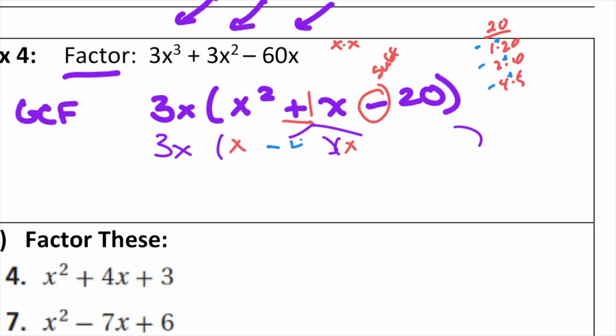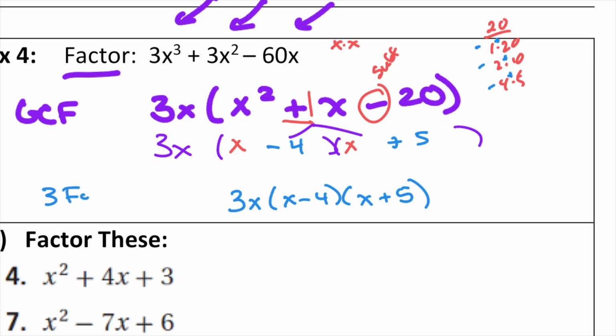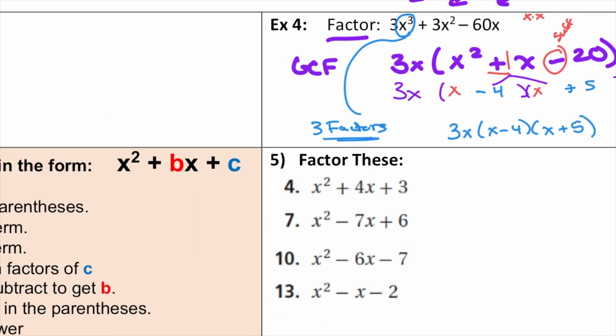You were right, negative 4 and plus 5. So this one had three factors: 3x, x minus 4, and x plus 5. Three factors. Now there was a clue to tell us that there were 3 factors. Did you notice that this was x to the third as the lead coefficient? X to the third and 3 factors.